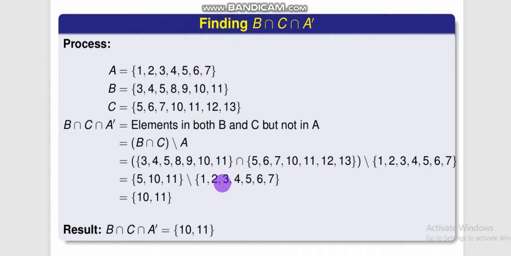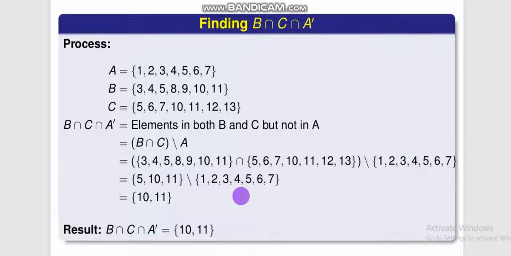So you find elements that are common to these two sets, and by comparing you'll find that 5, 10, and 11 are the only elements. 5 is here, 5 is here, 10 is here, 10 is here, 11 is here, 11 is here, right? The remaining elements are not found in both. They are either here, not here, or here and not here. So we have 5, 10, 11.